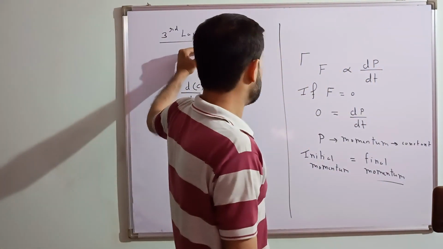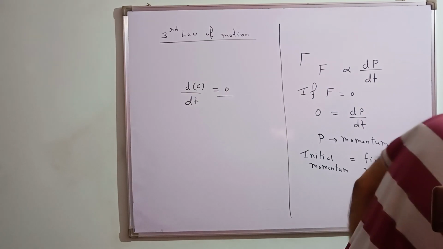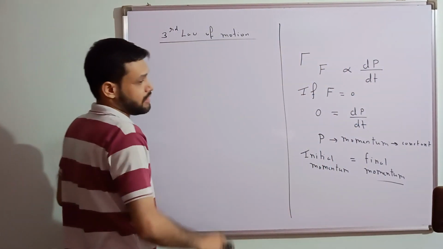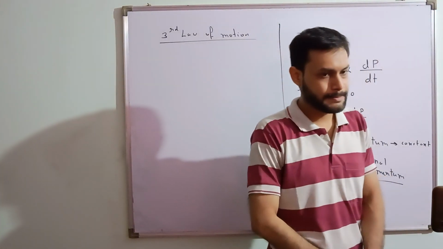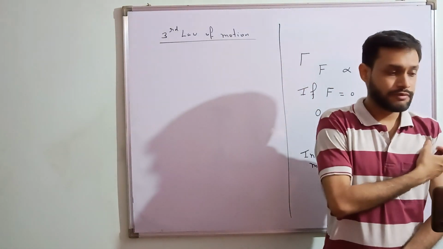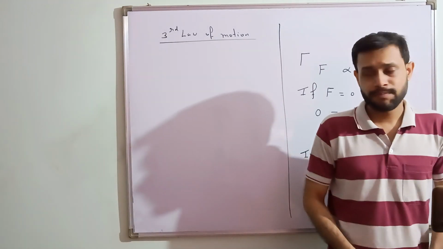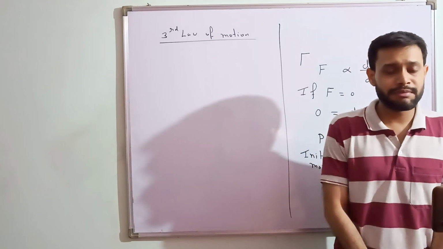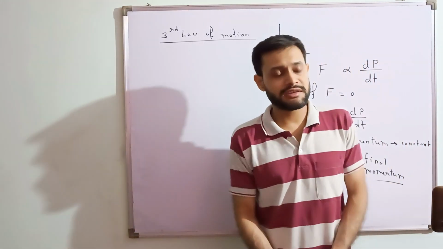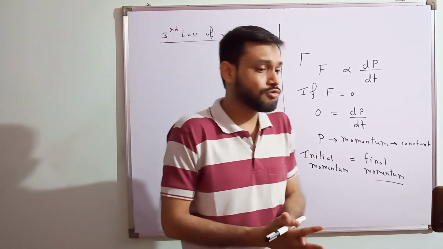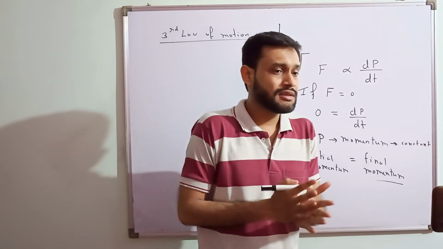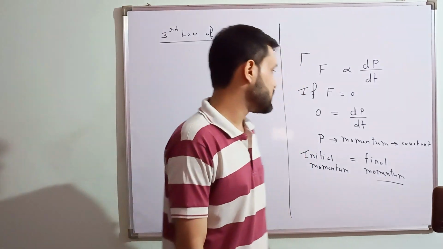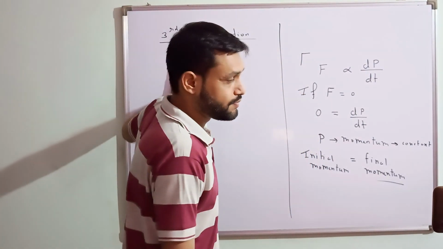Okay, tell me what is Newton's third law of motion? Yes, for every action there is an equal and opposite reaction, and these action and reaction are always on two different objects acting simultaneously. The magnitude of action and reaction is the same, but they act on two different objects. So that is what the third law of motion says.